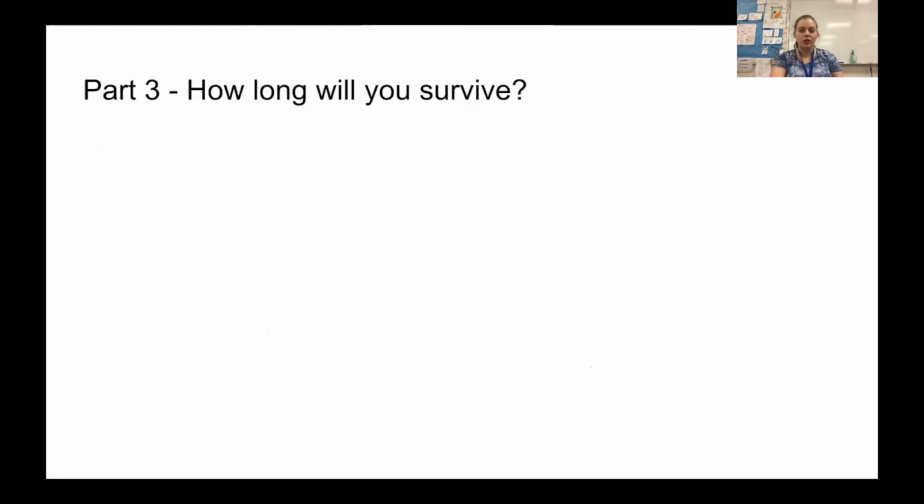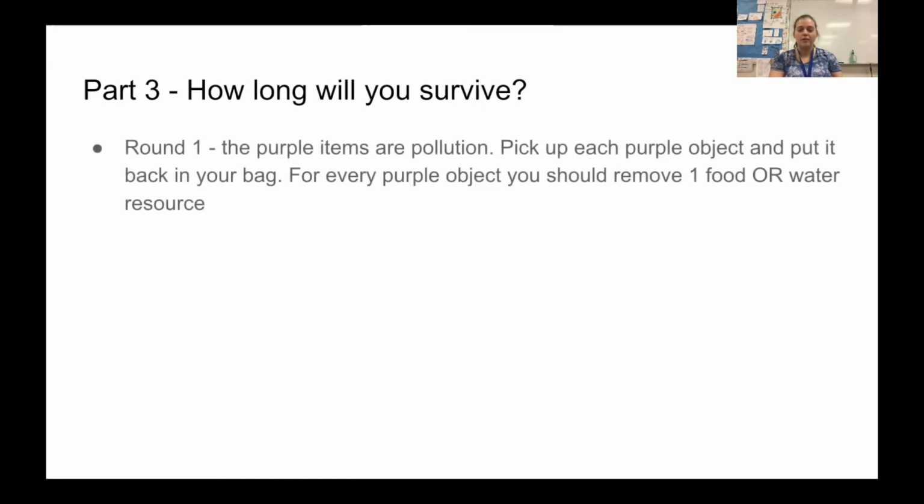All right, so we're going to go through one round at a time, and I want you to act this out as we go through these rounds. You'll be placing some resources back in your bag, and I want you to keep note of when you end up dying in this experiment. In round one, the purple items are going to be your pollution. For every pollution you have, you're going to subtract one food or one water resource. You don't have to do both. So pick up a purple object and one of your food resources and put those back in your bag. You can pause the video until you're done removing your purple and food sources.